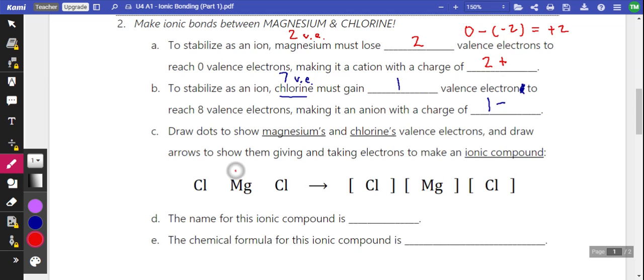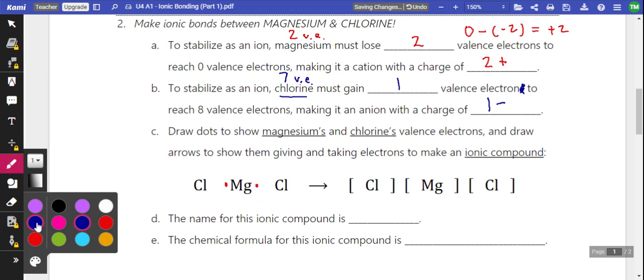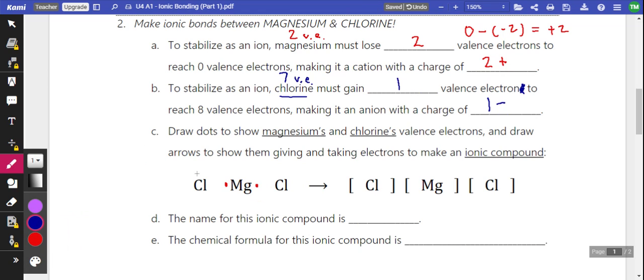Magnesium starts with its 2 valence electrons. 1, 2. Oops. Do it like this, so it's going to come out a little bit cleaner. Put 1 there, 1 here. Each chlorine starts with 7 valence electrons. 1, 2, 3, 4, 5, 6, 7. 1, 2, 3, 4, 5, 6, 7.